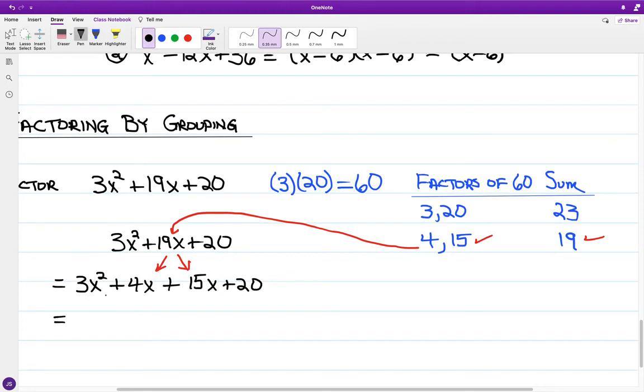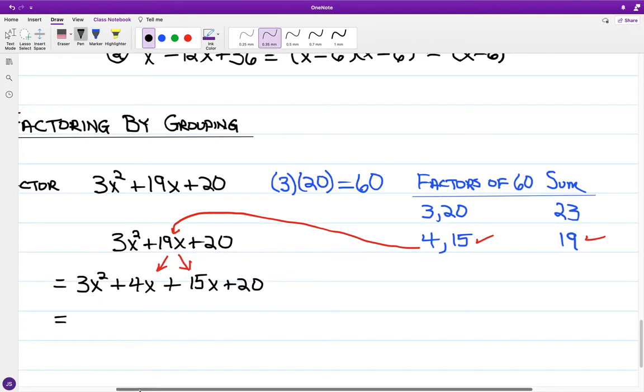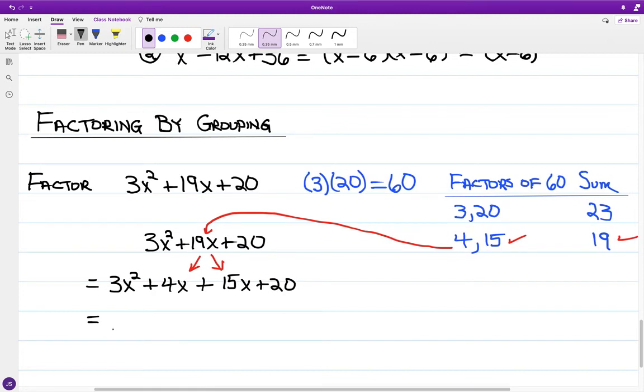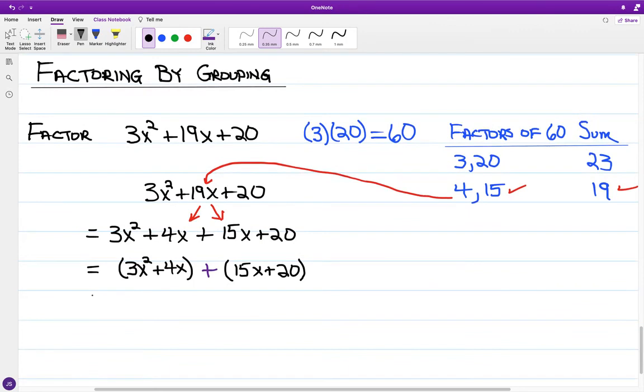So the next stage is where the grouping is going to come in. We have 2 pairs of terms. I'm going to put in parentheses the first 2 terms, so I have 3x squared plus 4x. And separating the first 2 from the last 2 terms, we have the operation in the middle, which is addition. And I'm going to take the quantity 15x plus 20.